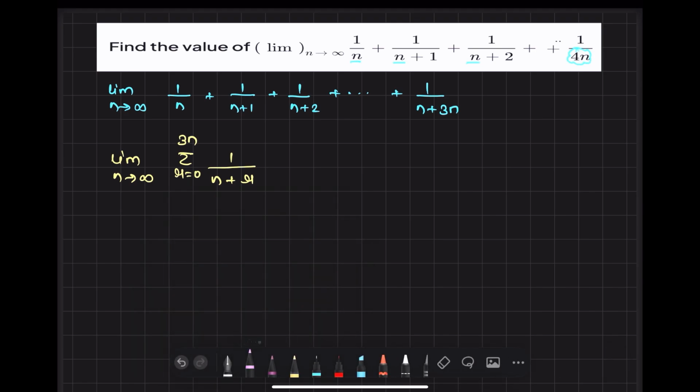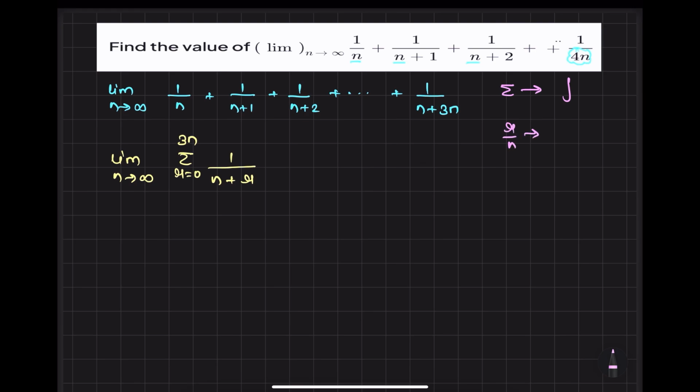Now look at this. You know that while handling the limit of a sum, we need to replace this summation sign with integration, and then r by n as x and 1 by n as dx, correct? So we will try to create this situation.